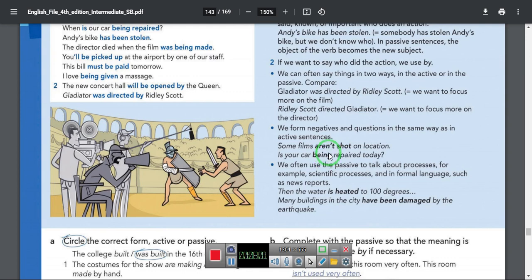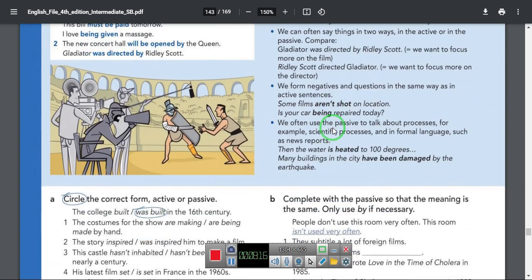Some films aren't shot on location. Is your car being repaired today? Твою машину сегодня починили? Negative constructions то же самое, также и с отрицательными структурами.